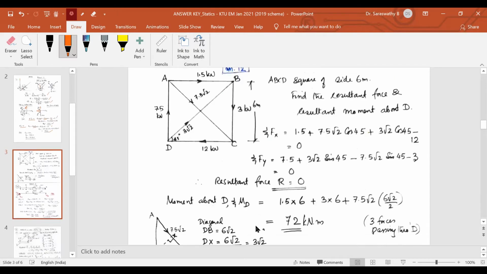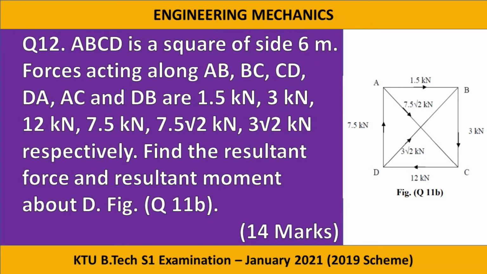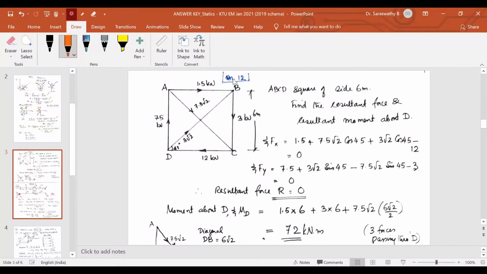Let me go on to question number 12. ABCD is a square of side 6 meter. Forces acting along AB, BC, CD, DA, AC and DB are 1.5, 3, 12, 7.5, 7.5 root 2 and 3 root 2 kilonewton respectively. Find the resultant force and the resultant moment about D. So this is the question. It's a square, 6 meter side. Forces are shown, 1.5, 3, 12 as given in the question.